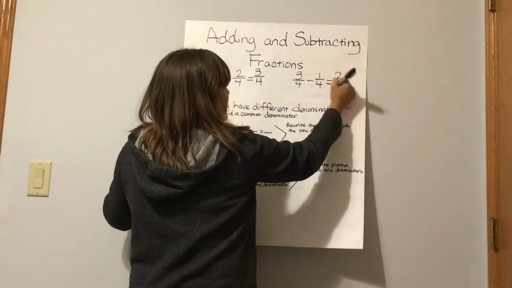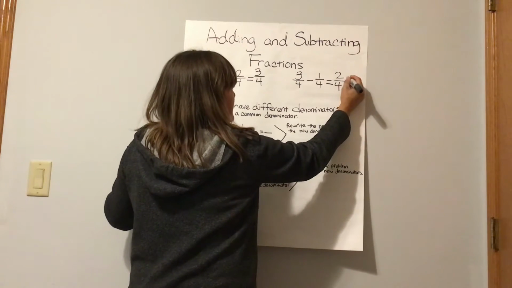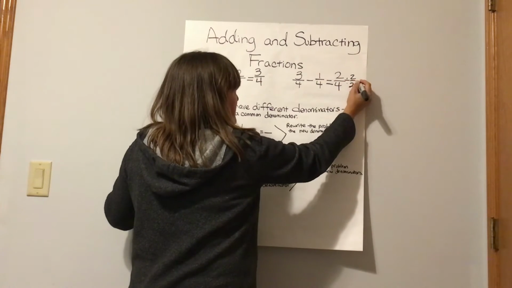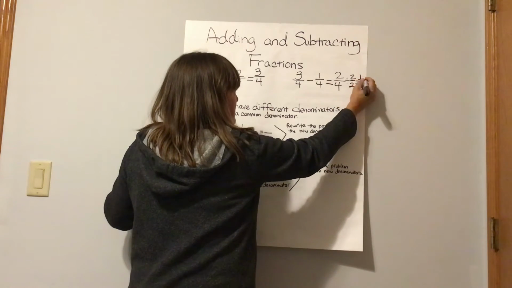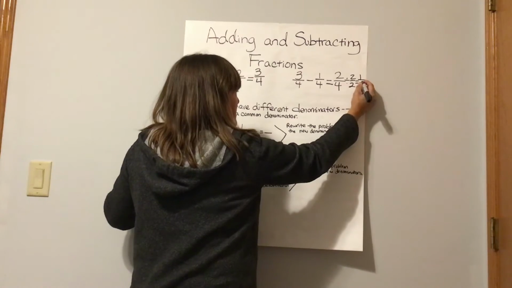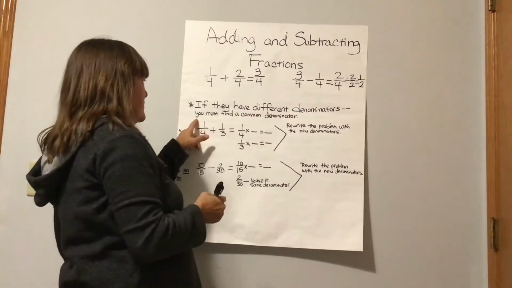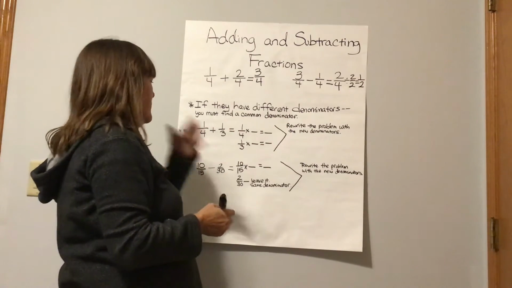Now, I cannot leave this as is. I need to reduce it because these are both even numbers, and I know 2 goes into 2 one time, and 2 goes into 4 2 times. Okay, so if they have different denominators, you must find a common denominator, okay?